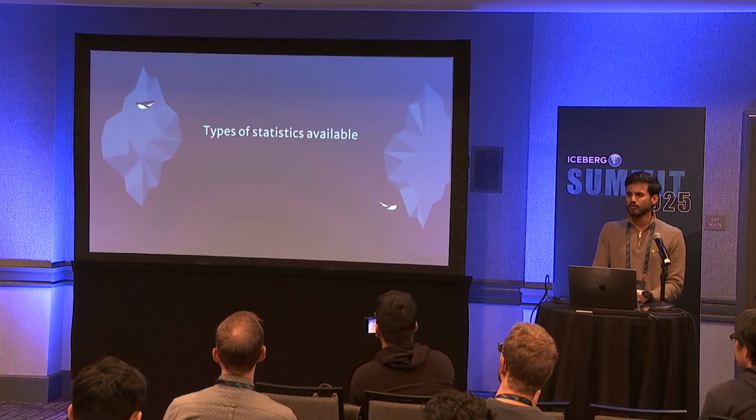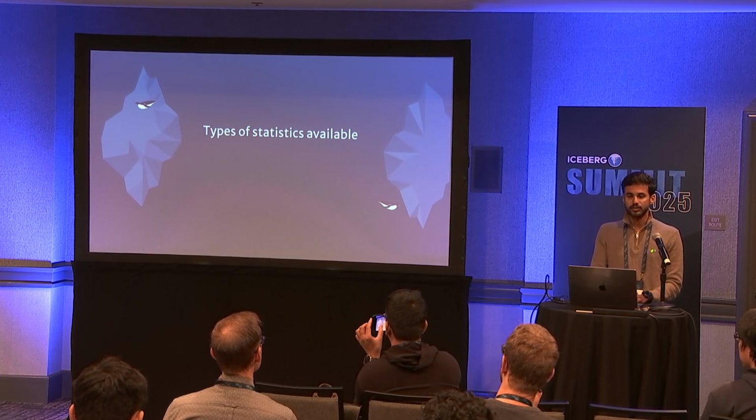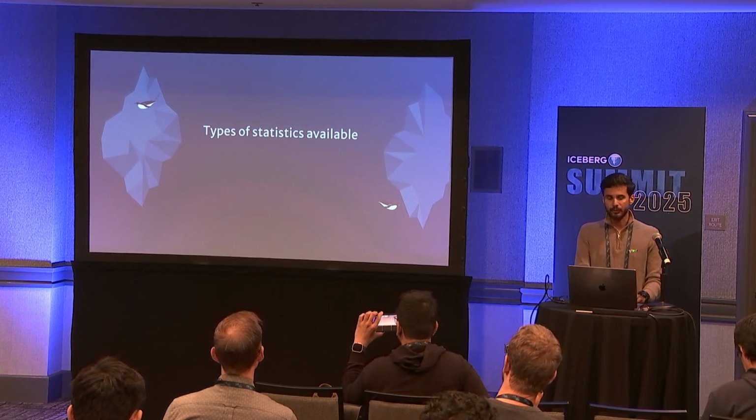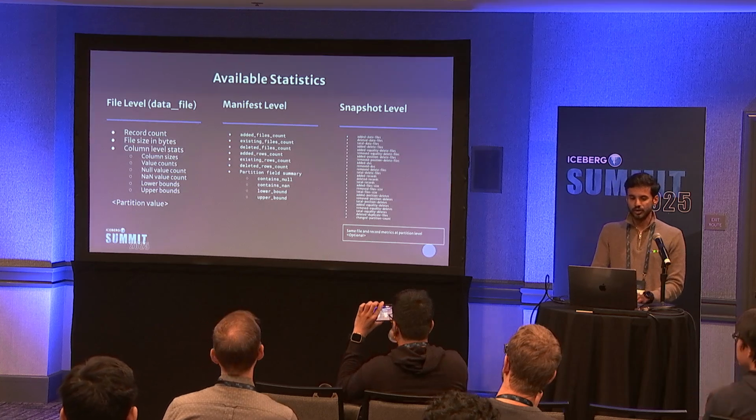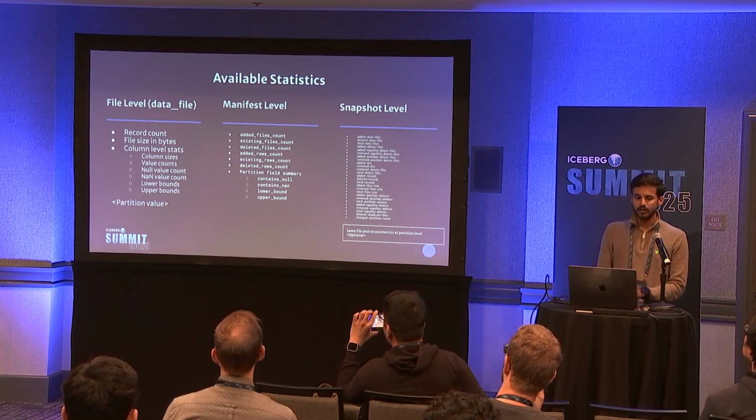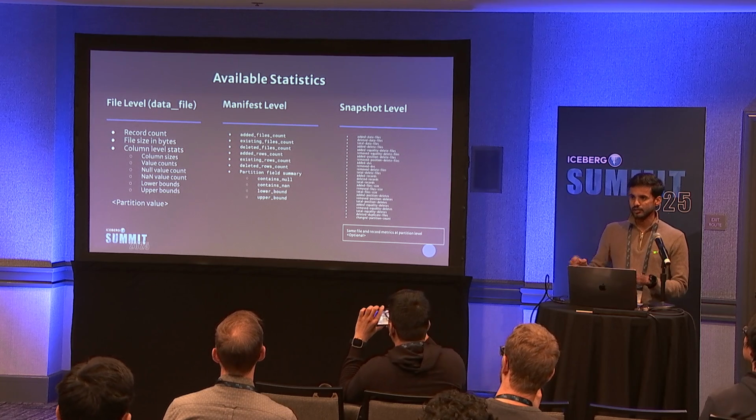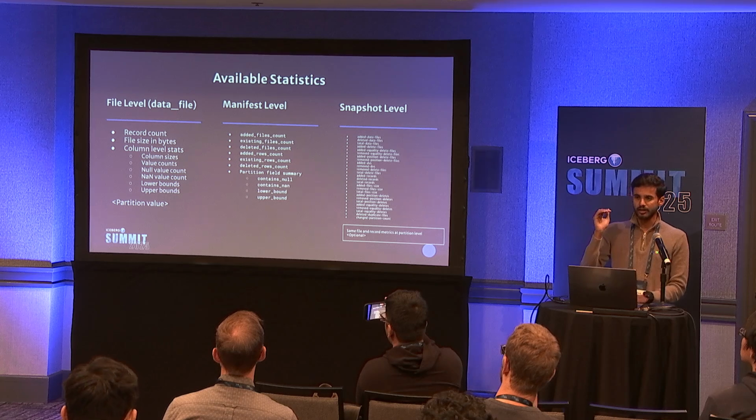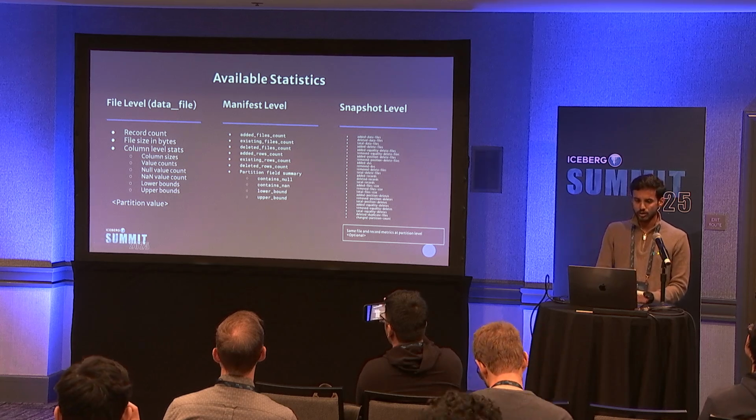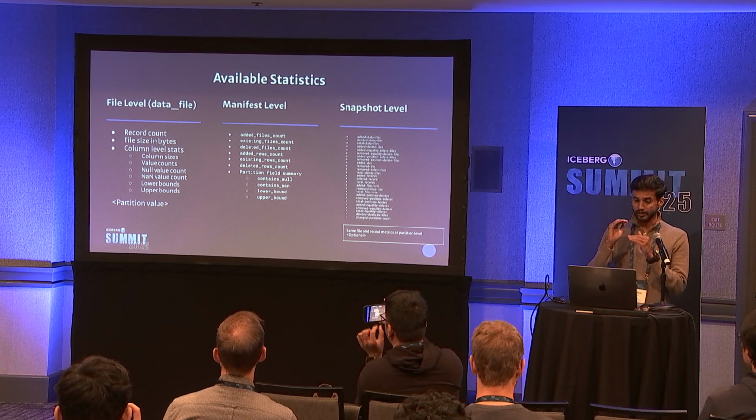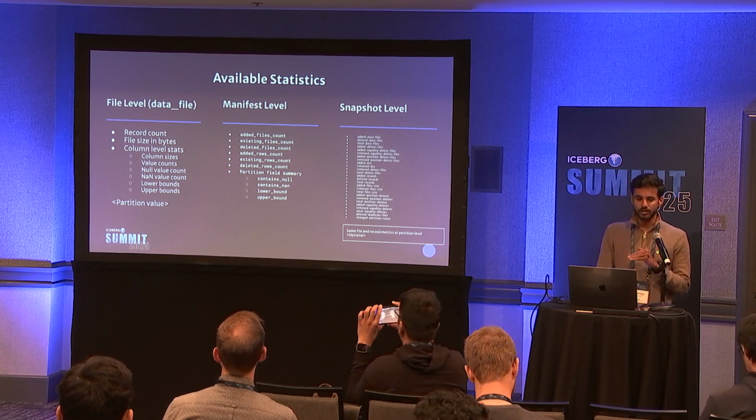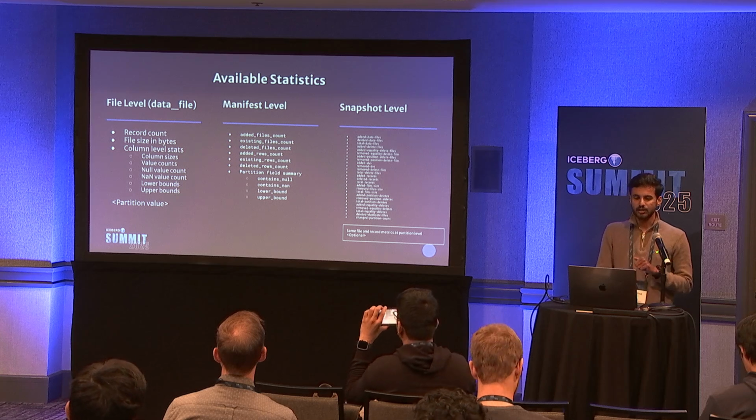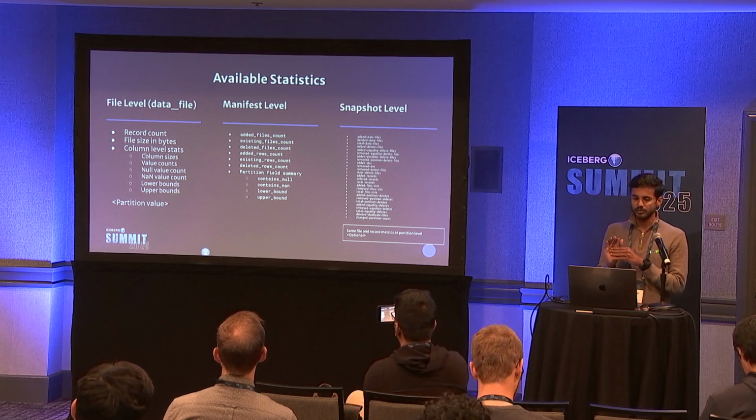First, we are going to see what types of statistics are available in Apache Iceberg. As we are all familiar with the Iceberg spec, Iceberg has a manifest file where it has entries for each data file. Each data file has a record count, so at the file level it knows how many records it has and what the file size is in bytes.